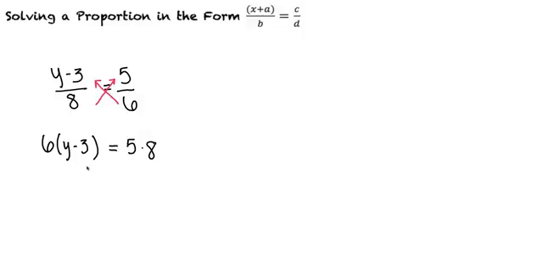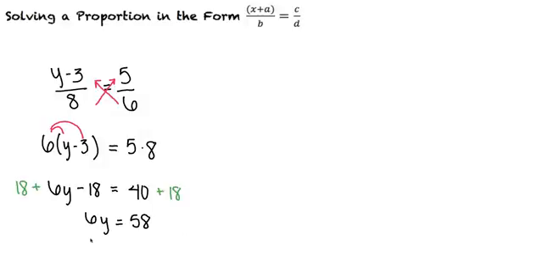Next, we need to distribute the 6 to the quantity y minus 3, and we do this by multiplying each term by 6. 6 times y is 6y. 6 times negative 3 is negative 18. On the other side of the equal sign, 5 times 8 equals 40, so our resulting equality is 6y minus 18 equals 40. We still need to get y by itself, so to do this, we first need to add 18 to both sides. This leaves us with 6y equals 58.